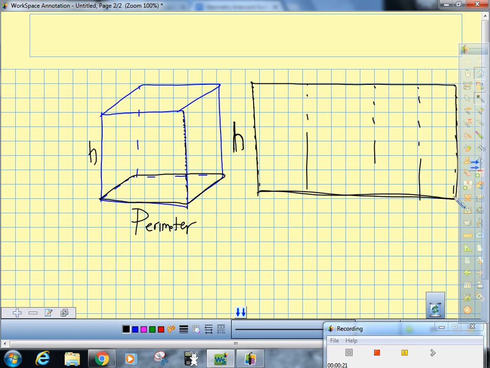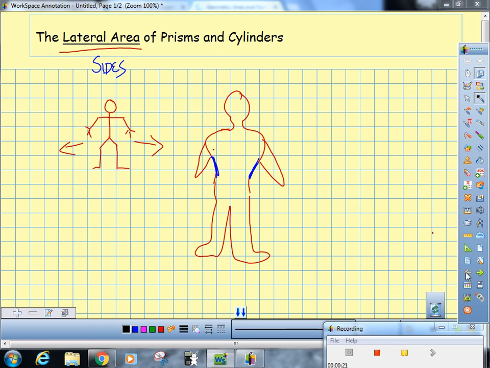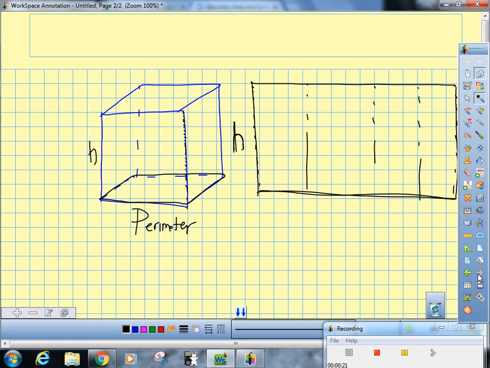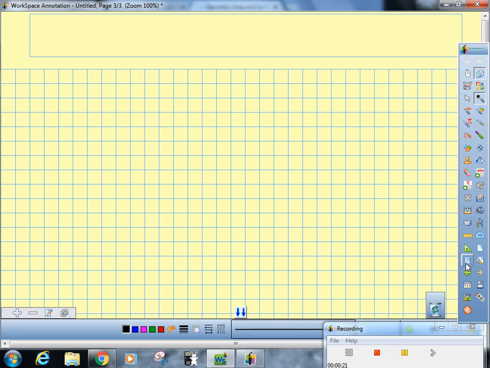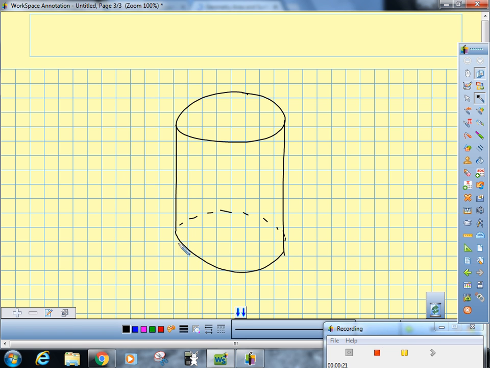Okay? So now hopefully you know your lateral area formula for a prism. Okay? For a lateral area of a prism is perimeter times height. Okay? Well, instead, what if this thing was not a rectangular prism? What if it was a cylinder? Well, what if we did the same thing?